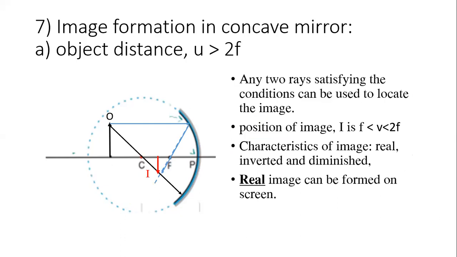Nothing much about that. A real, inverted, diminished real image can be formed on the screen. This one is concave, but convex will not give a real image. Convex is only one case. Concave means you can put the object in a lot of different positions. So for convex, there's no real image. Next, you want to put the object at C, the center of curvature.